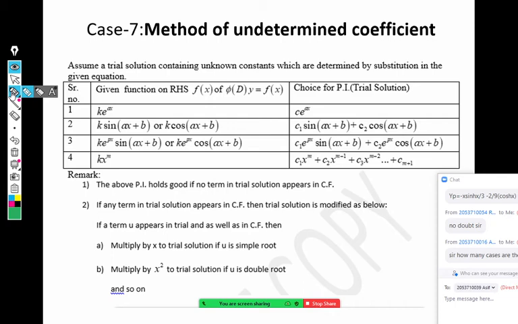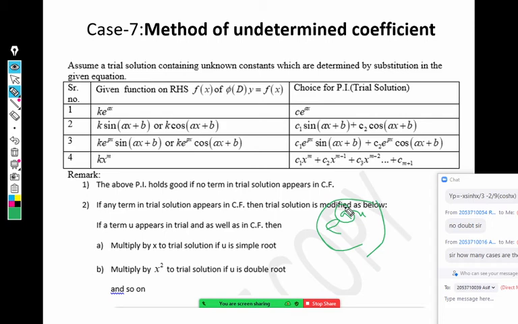Suppose the RHS is e raised to ax. The RHS is the exponential function e raised to ax, and we have to find its PI. Suppose D equal to a is a root of the auxiliary equation.